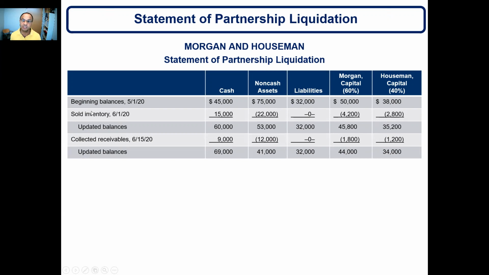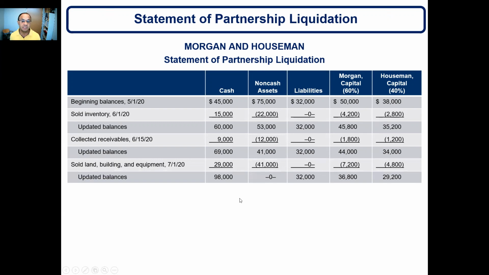Then here the inventory, then the accounts receivable. We did the same. So we got these numbers from the journal entries. And then we sold the fixed assets. So now the non-cash asset became zero. And the cash increased, the liability remained the same, and the capital accounts decreased by all the losses.